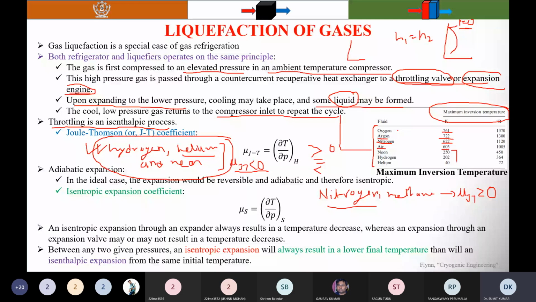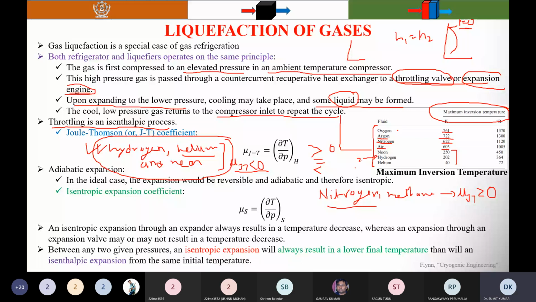Now the question is, if you remember the molecular weight of hydrogen, what is the molecular weight of hydrogen? 1? Sorry, 1 or 2? Wait, it is 2, and helium is 4.